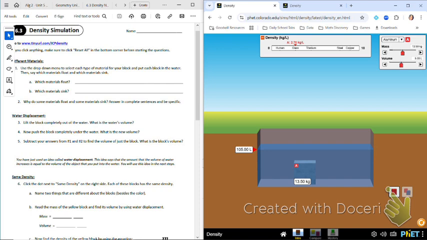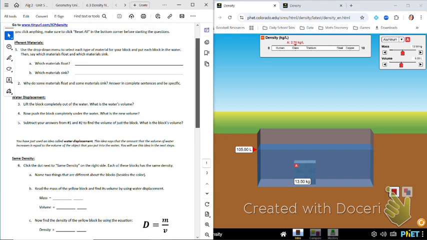Okay, so it asks you to decide which ones float, which ones sink, and then why do some float and others sink? We just talked about this. Answer that question on your own, please. For aluminum. That's fine. Why do some float and why do some sink?